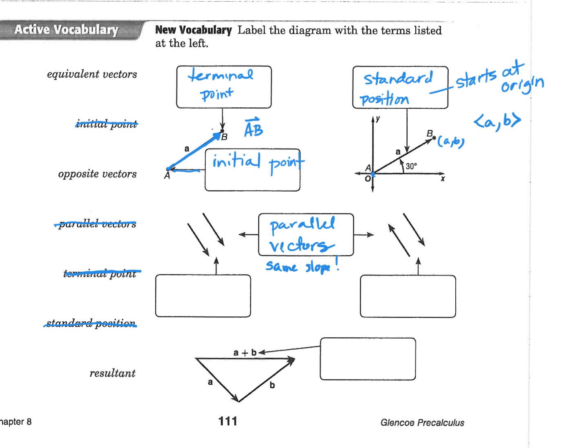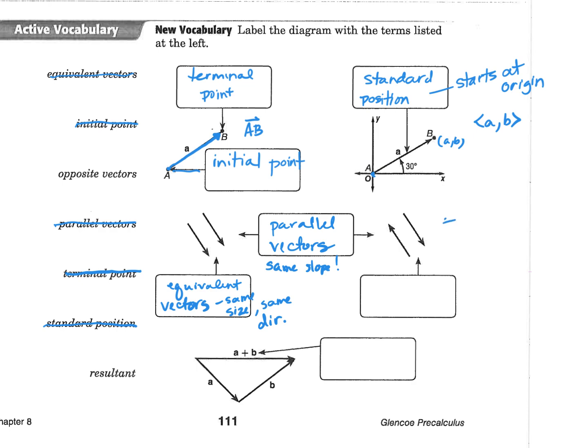Now, what happens if they're going in the same direction? In other words, they're the same length. If they're the exact same length and they're going in the exact same direction, they are what? Equivalent. You got it. Same size, same direction.